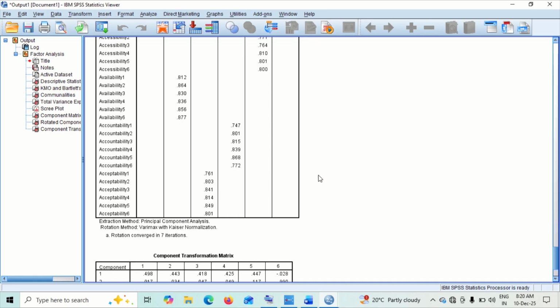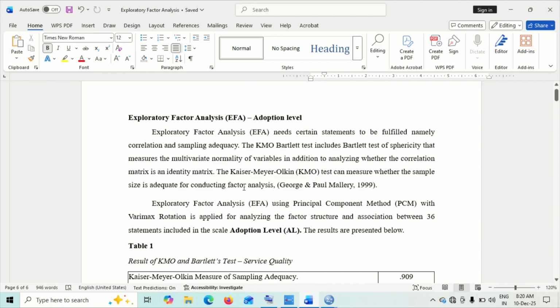Then we have to interpret the result of exploratory factor analysis. Yes, this is the interpretation I have made for measuring the scales of adoption level and also validating the scale of adoption level. Here in the first paragraph, we have to introduce the exploratory factor analysis.